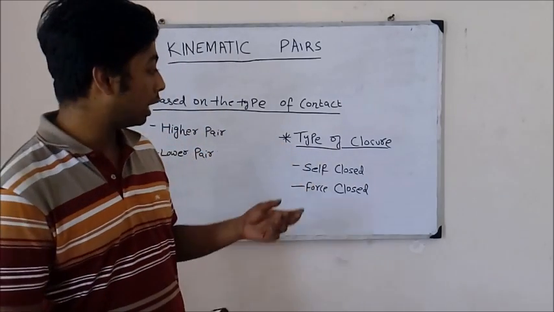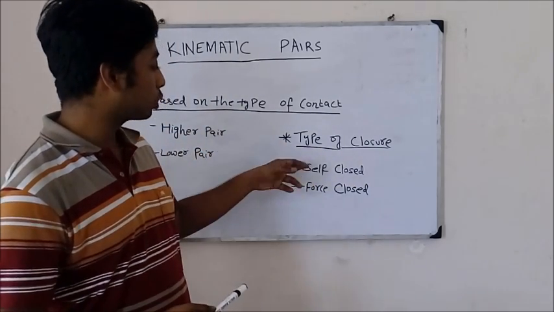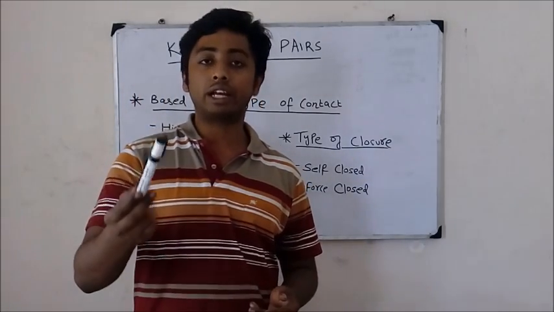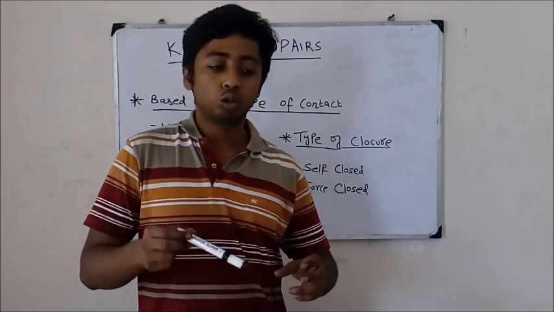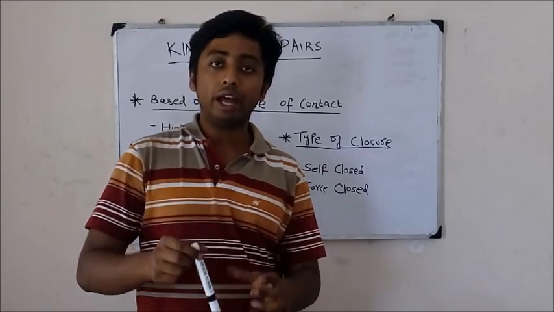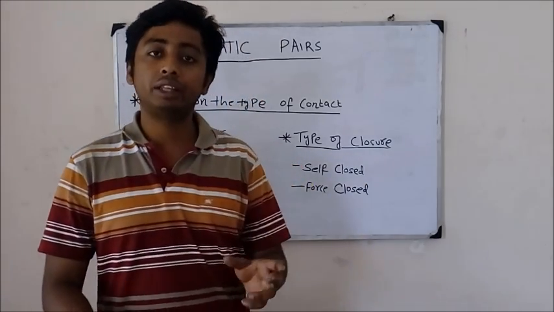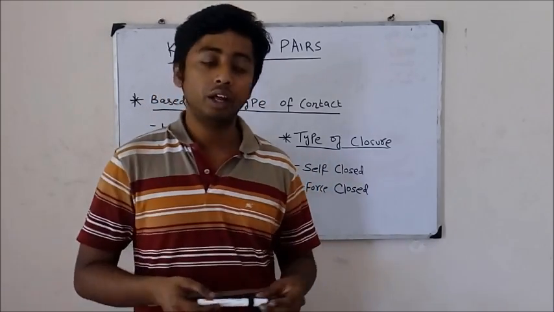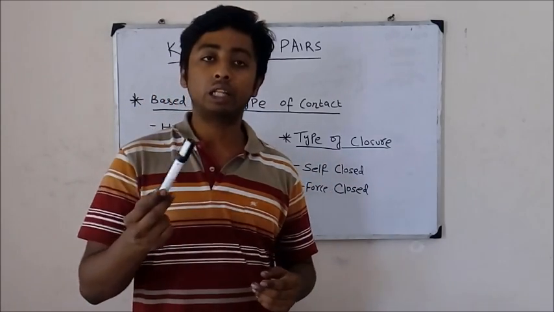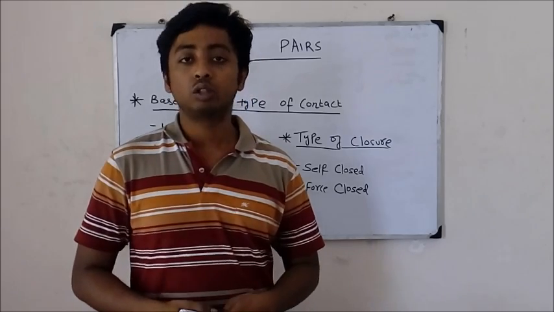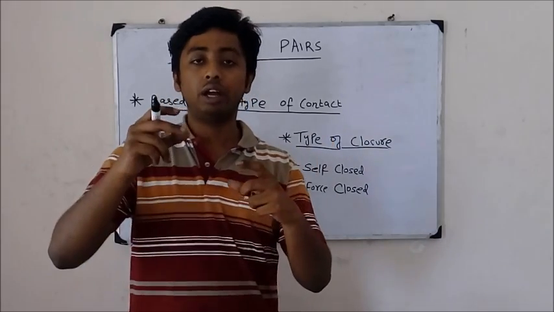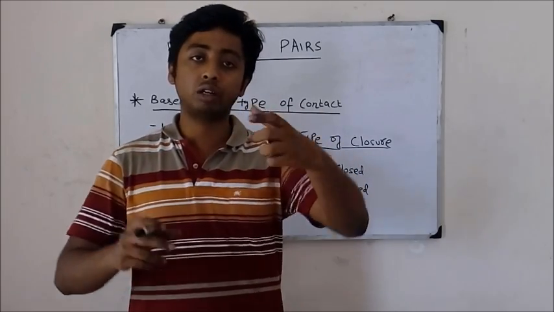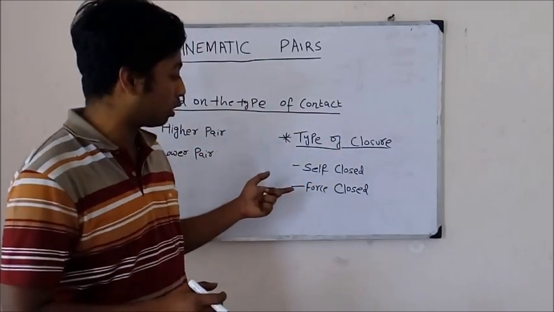So let's take an example of each of these. You can take the example of a self-closed pair as any sliding pair, for example, a piston and cylinder. The piston moves inside the cylinder, and that is a sliding pair, and no force is required to keep the piston inside the cylinder. So it is a self-closed pair. Now let's move on to force-closed pair. The best example is a cam and follower. A cam raises the follower, and gravity pulls it back down and keeps the cam and follower in contact. So it is a force-closed pair.